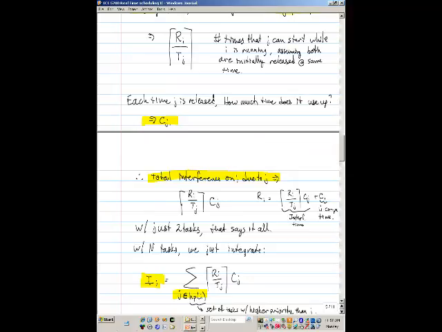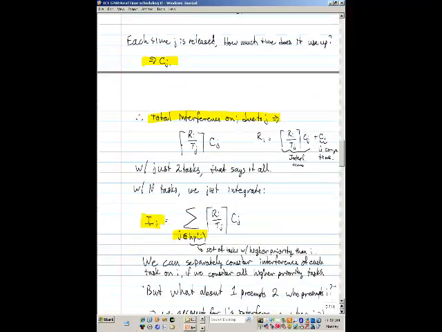Each time J is released, how much time is used? J computes for C sub J ticks of time every time it's released. So therefore, we can compute the total interference on I due to J as the ceiling of R sub I over T sub J times C sub J. So therefore, we calculate in this two-task system the response time of task I as the interference time of I due to J plus the compute time of I.